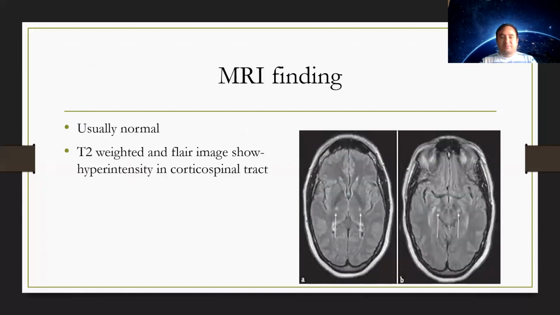Regarding the MRI findings of the brain and the spinal cord, most of the time we won't get any finding in the MRI brain and spinal cord, but yes, it's a disease of the motor neuron. Sometimes we can get hyperintensity on T2 weighted and FLAIR images, but this is a rare finding. Okay, this is the hyperintense corticospinal tract.